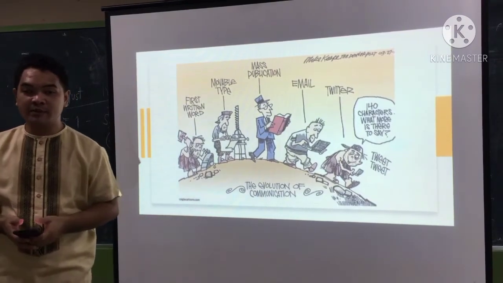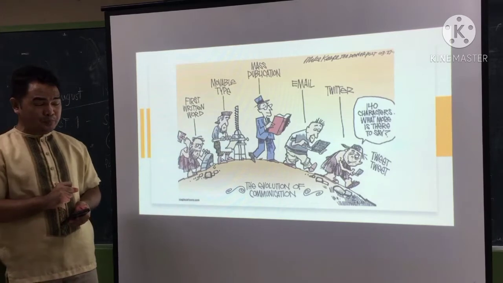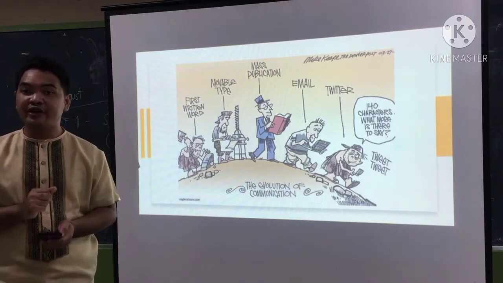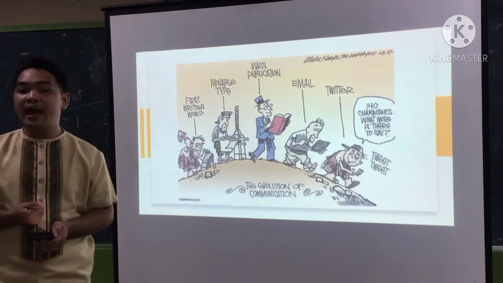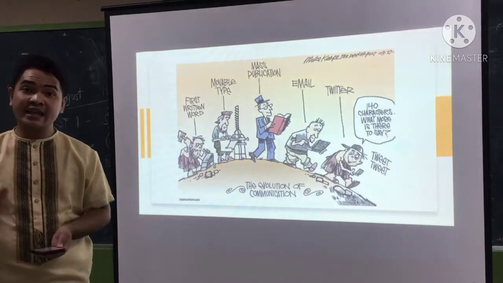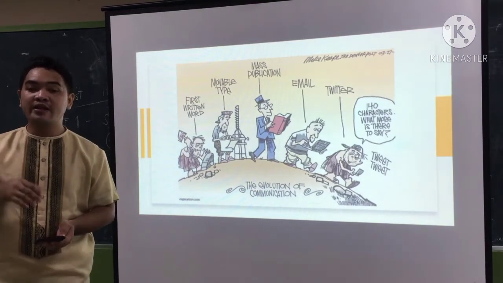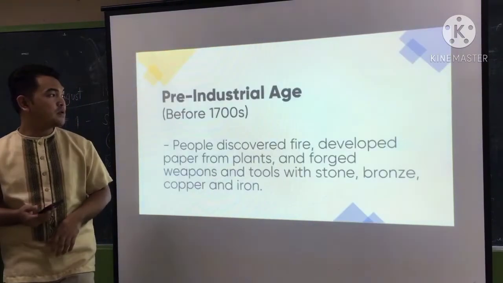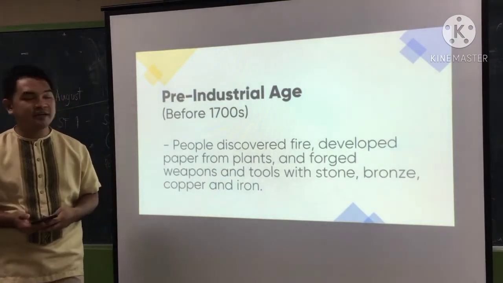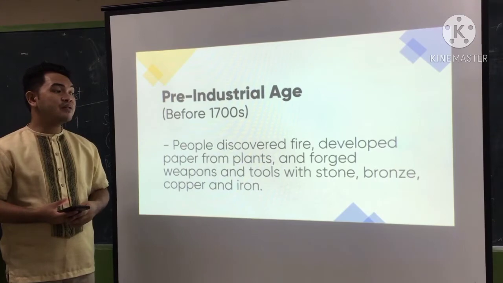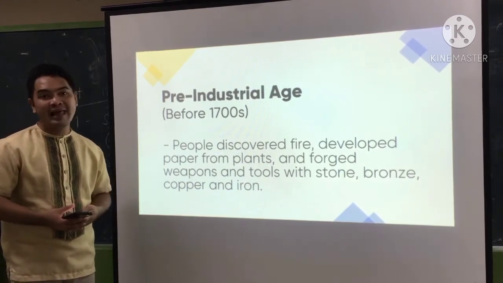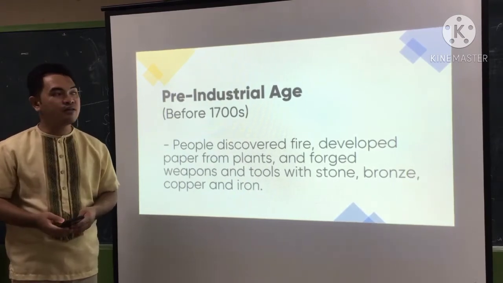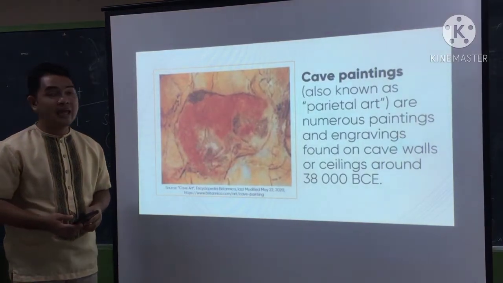As media and information evolved throughout the history, it provides people with better and faster access to information that is easier to adopt and to manipulate. So for today's topic, there are the different tools that we use in various eras in the history of communication. In terms of the pre-industrial age, people discover fire, develop paper from plants, and forge weapons and tools with stone, bronze, copper, and iron. An example for that is the cave painting.